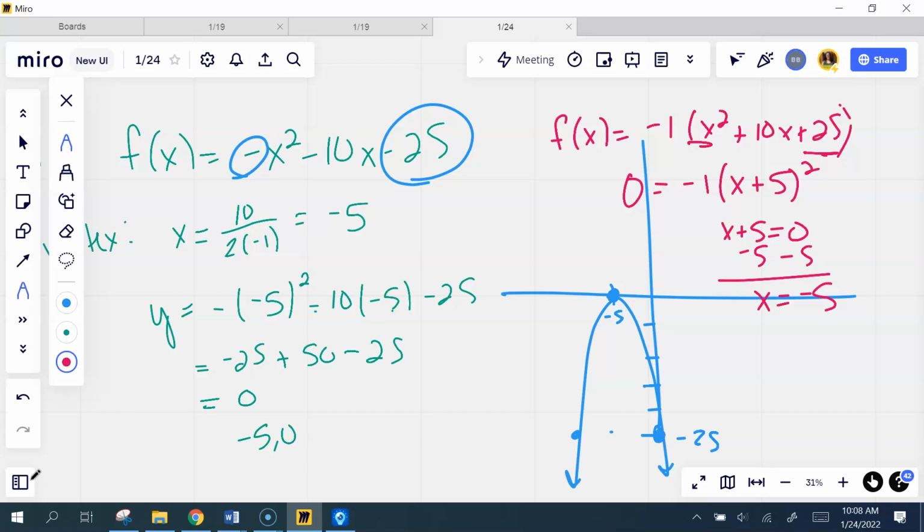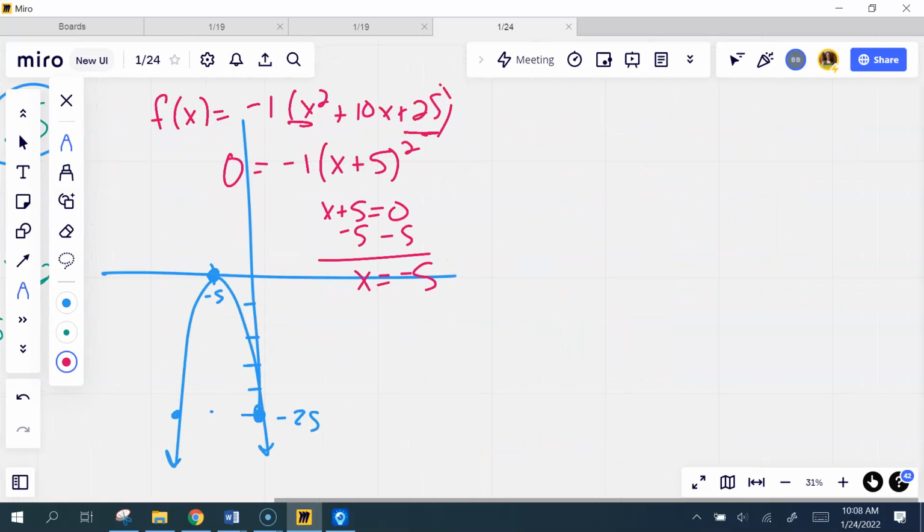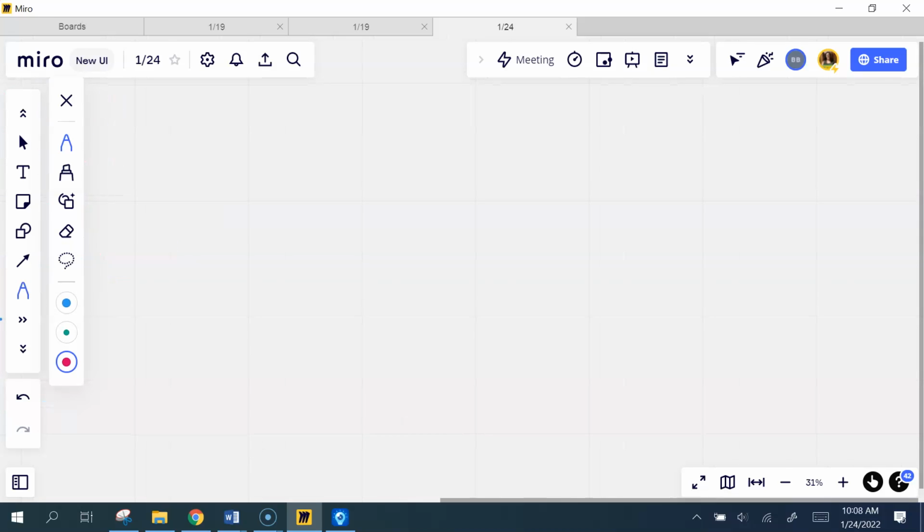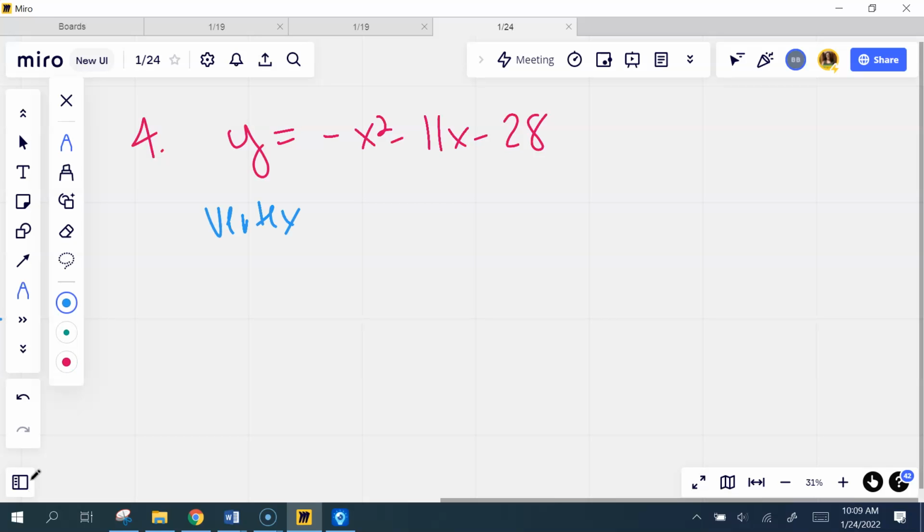Number 4? Flip it over to number 4. Another with a negative in the front. I take it y'all don't like the negatives in front. I'm going to just change that to y equals negative x squared minus 11x minus 28. So when I graph this, ooh, what a nasty vertex here. Let's do the opposite b over 2a. Opposite b over 2a, 11 over 2, which would be 5.5.